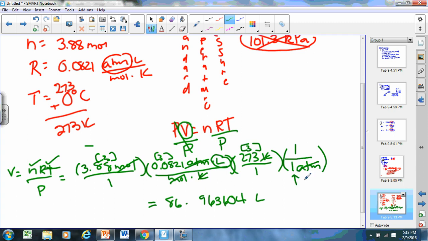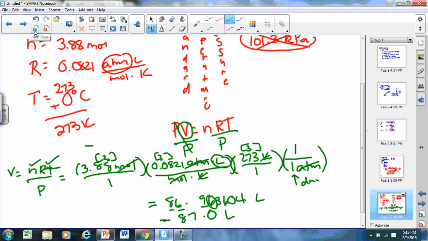This is a definition, so it does not apply. And so we get 3 sig figs. And so the best answer is 87.0 liters, because you get 1, 2, 3, but this 6 is bigger than 5, so the 0.9 has to round up.